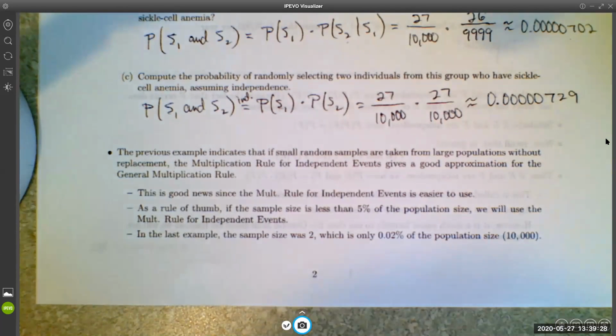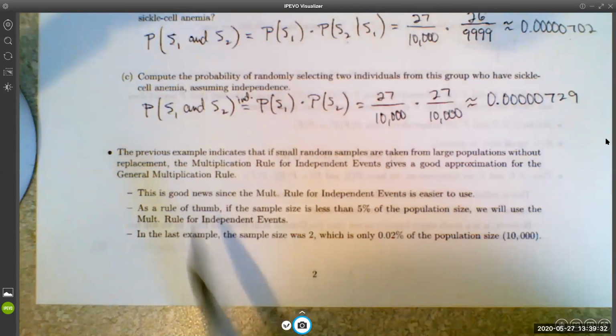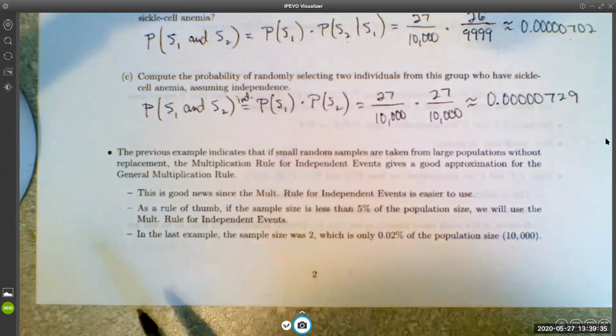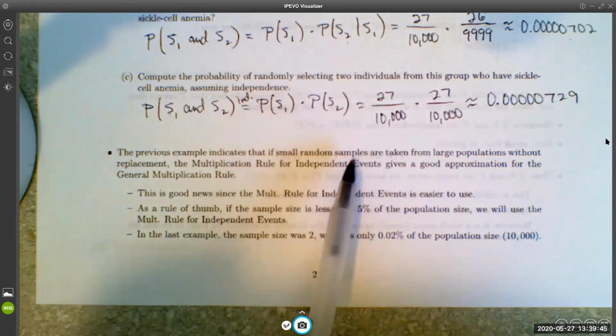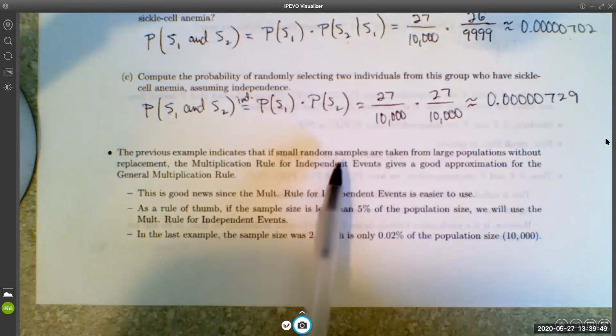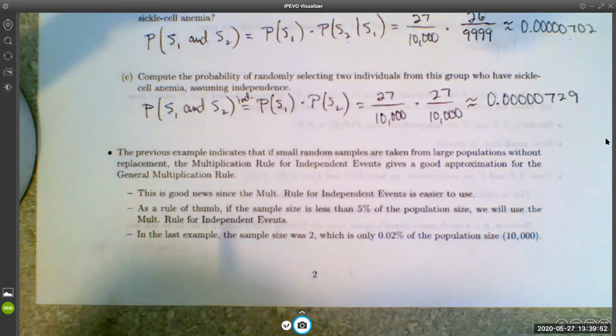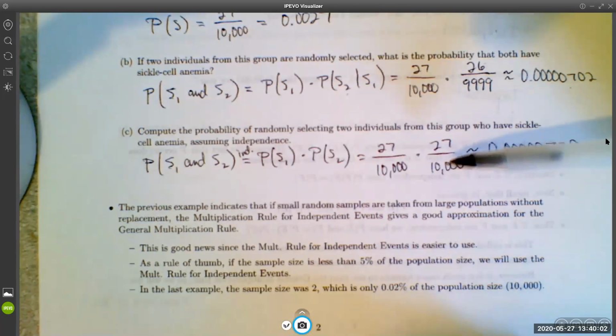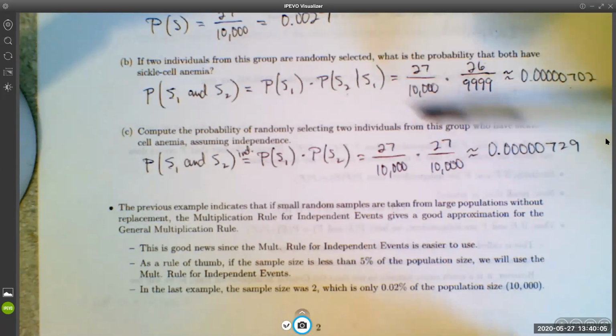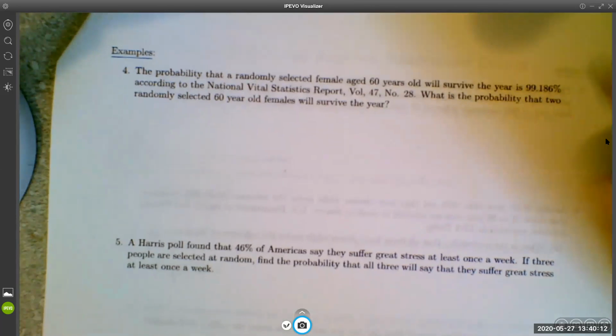And what that tells us is that even when you have events that are not independent, you can still use the multiplication rule for independent events as long as your sample size is small. Let me say it again. As long as your sample size is small compared to your population size, right? So if your sample size is much, much smaller than your population size, then you're free to use the multiplication rule for independent events, even if the events are not actually independent. And the reason this is nice is because the multiplication rule for independent events is a lot easier to use than the general multiplication rule is. So let's look at some more examples so you can see how useful this is.